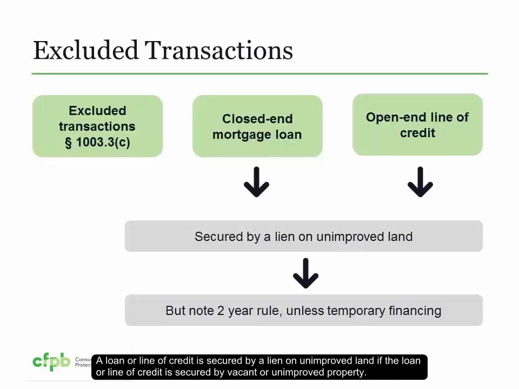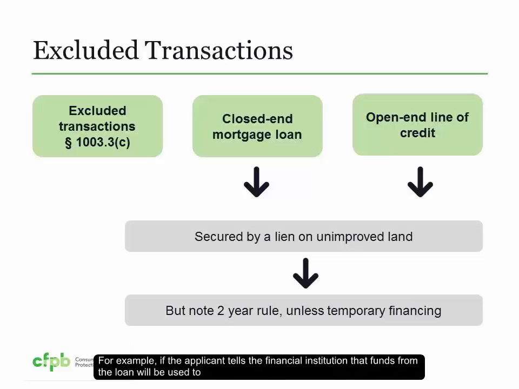A loan or line of credit is secured by a lien on unimproved land if the loan or line of credit is secured by vacant or unimproved property. However, the exclusion will not apply if the institution knows, based on information that it receives from the applicant or borrower at the time the application is received or the credit decision is made, that the proceeds of that loan or credit line will be used within 2 years after closing or account opening to construct a dwelling on or to purchase a dwelling to be placed on the land.